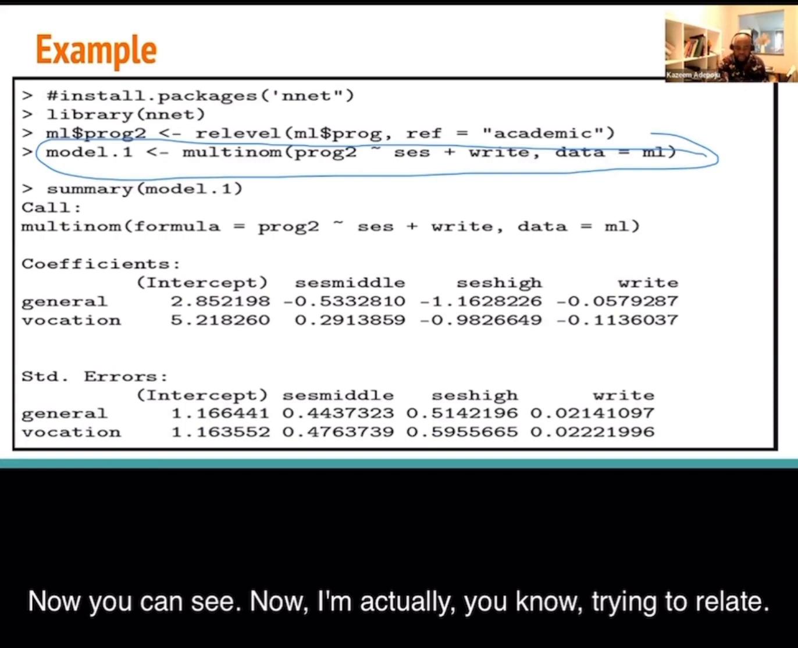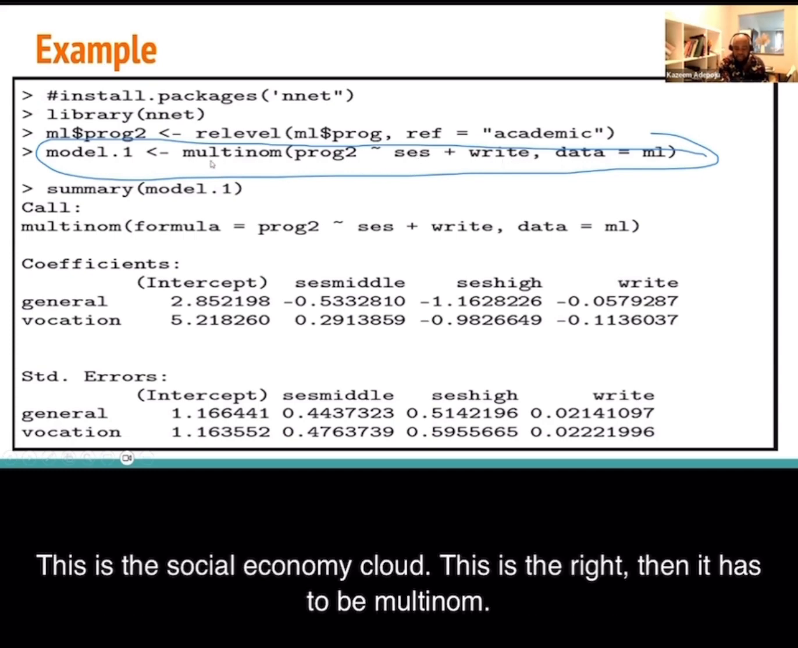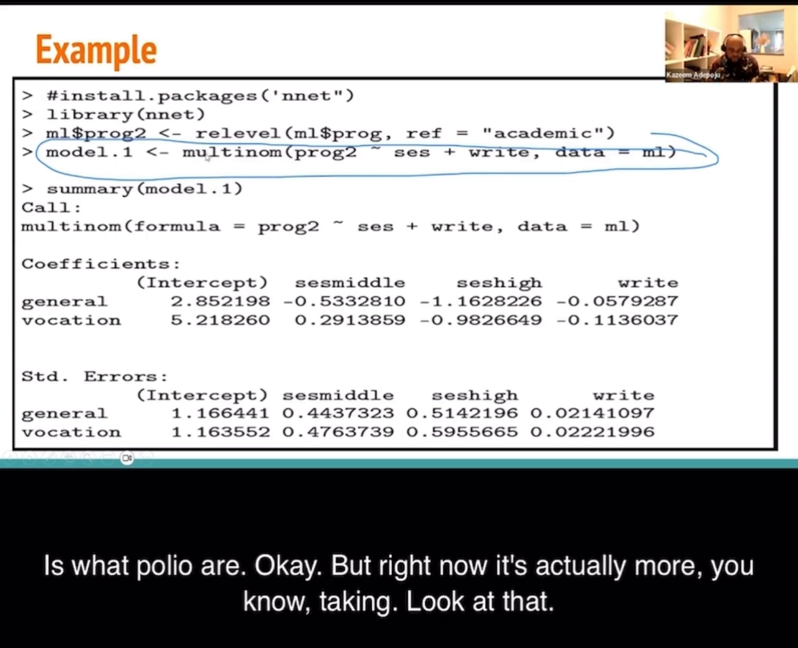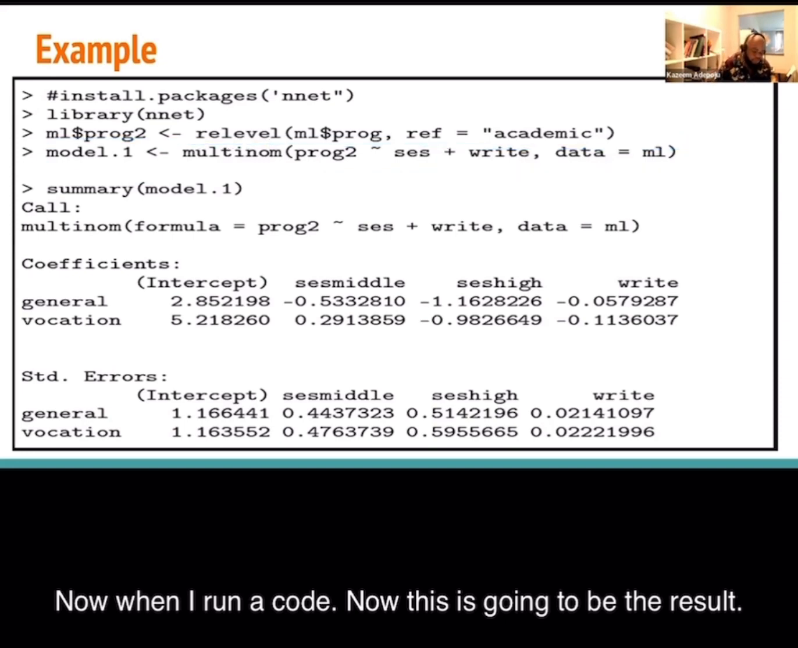trying to relate the program. This is the response. This is the socioeconomic class. Then it has to be multinom. Look at that, multinom. I remember the other time when I was walking you through ordinal logistic regression, it was polr. But right now it's actually multinom. Take a look at that.